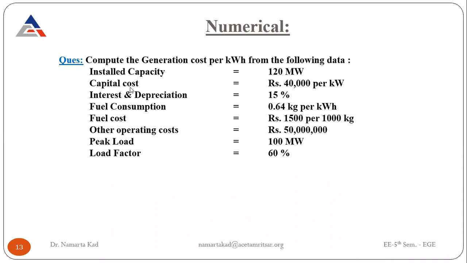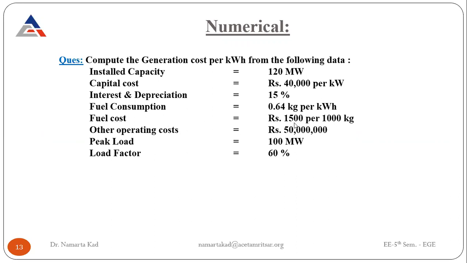Of capital cost. Firstly, calculate the total capital cost. Then calculate the interest and depreciation. Next, fuel consumption is given. So it is 0.64 kg per kilowatt hour. Firstly, you have to calculate the total consumption. So calculate the kilowatt hours first, that is, how much energy consumption and how much energy generation there is. Then calculate the total net fuel consumption.